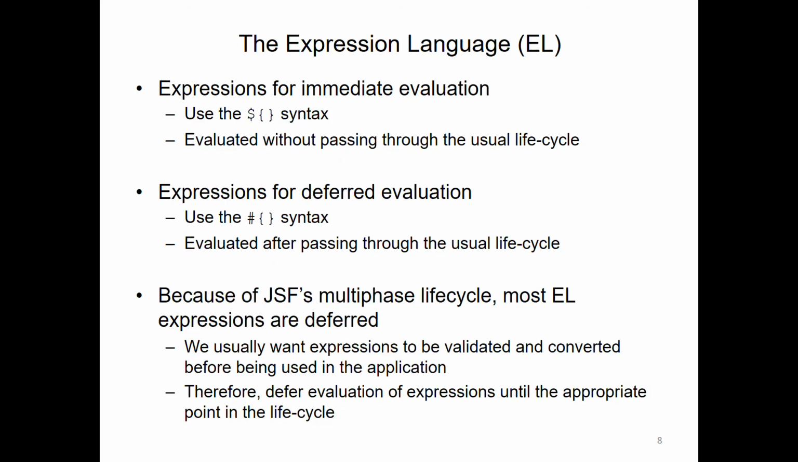Usually, an expression language value will be determined after certain other things have happened in the lifecycle. For example, conversion and validation will take place first. And thus, because we would normally want these things to go through the full lifecycle, we will defer evaluation. And hence we would make use of the hash in front of the two braces. If we want to evaluate these without passing through the normal lifecycle, then we would use a dollar instead of a hash. And that means that the expression will be evaluated immediately and not subject to the normal conversion and validation parts of the life cycle.